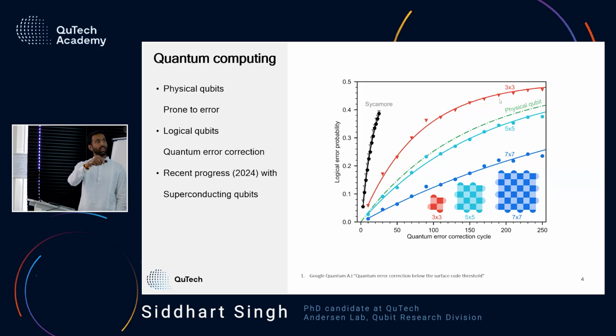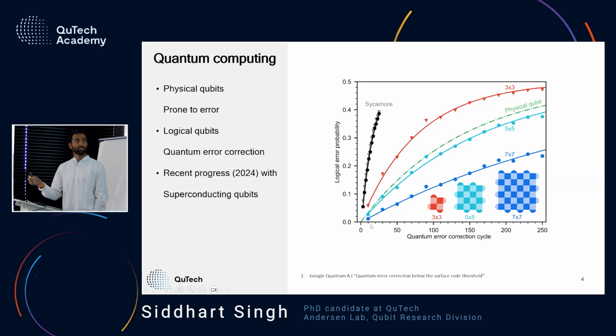And then this green dotted line, which is the physical qubit, is basically the error of the physical qubit if it was used. And then you see the 5 cross 5 and the 7 cross 7 cross the line of the physical qubit. This means your logical qubit starts performing better than your physical qubit. And this is a very important demonstration last year, because this tells you that if you keep increasing the number of physical qubits, your logical qubit gets more robust.